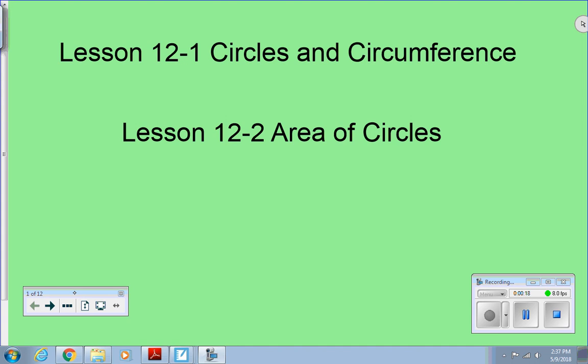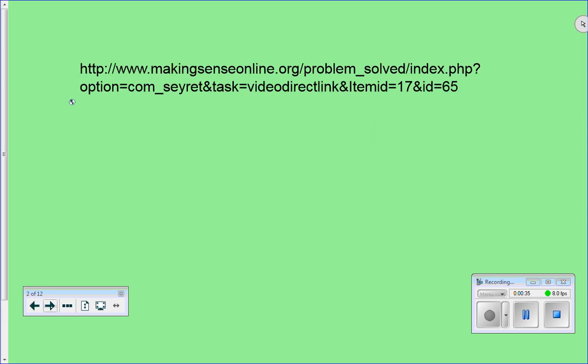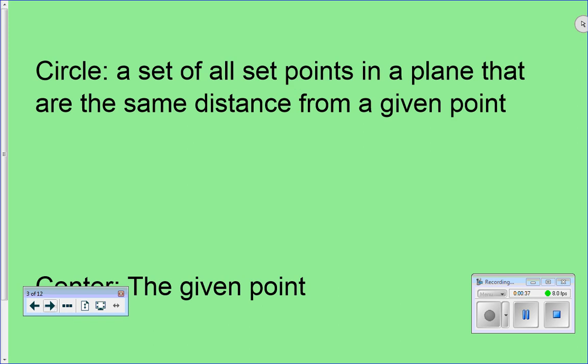Before I get started with the area of circles, though, we have to talk about circles, because we have not looked at any kind of shape really yet. I mean, we looked at polygons, aka triangles and a lot of different shapes, but this is something we have not looked at. So first of all, you need to write down what a circle is.